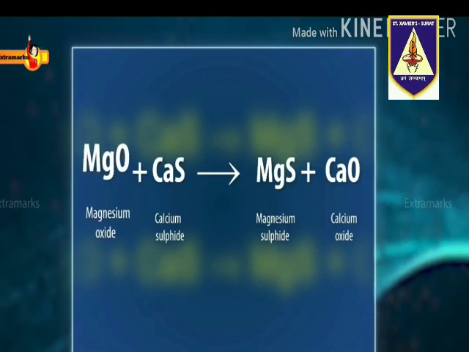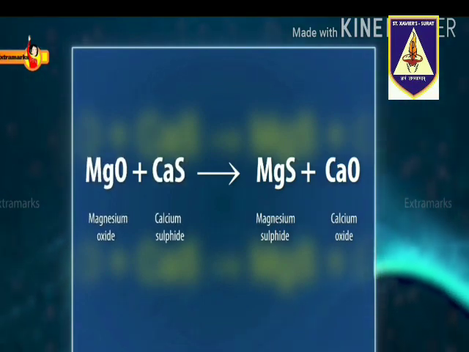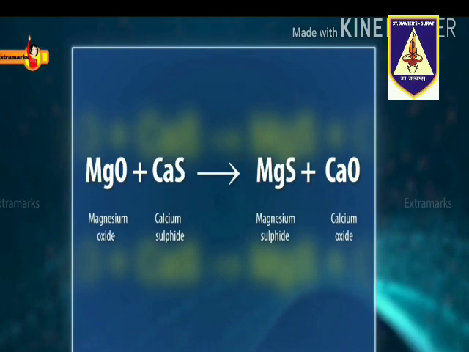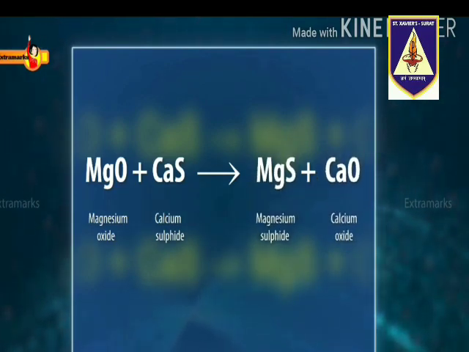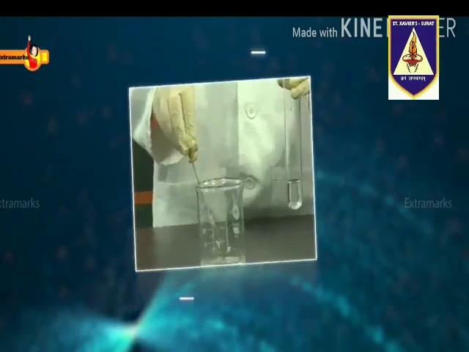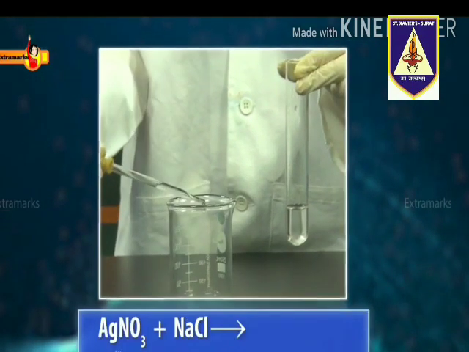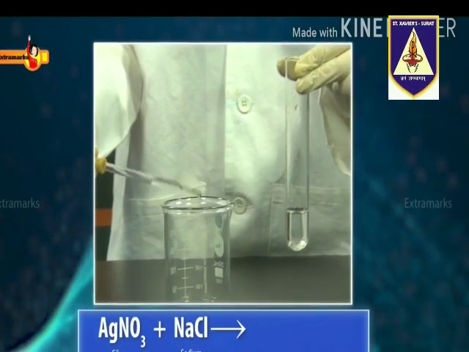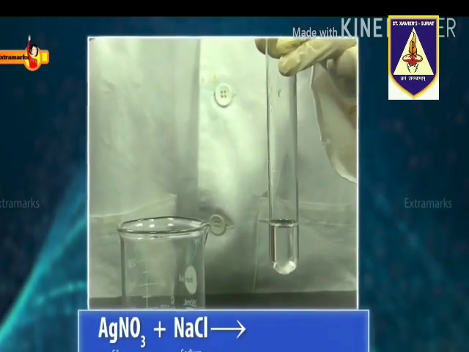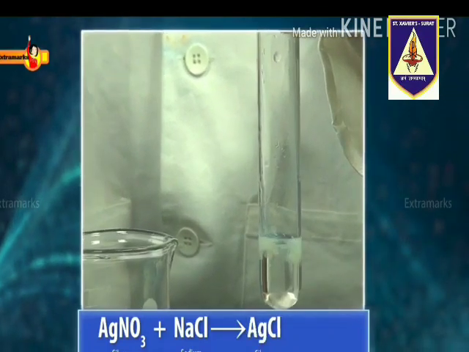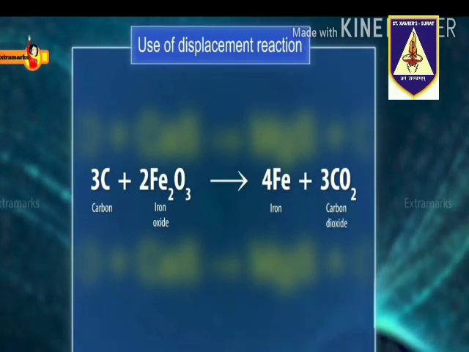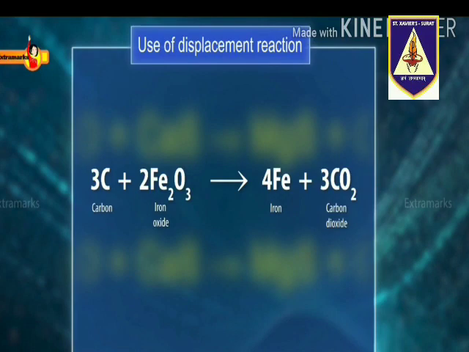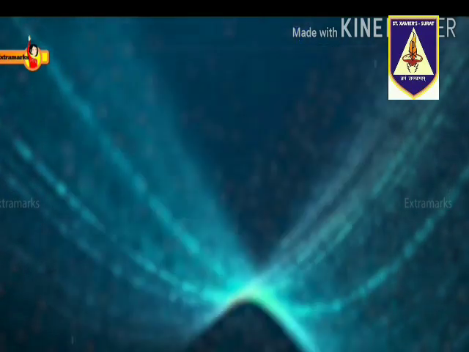Reaction of magnesium oxide and calcium sulfide is another example of double displacement reaction. Magnesium sulfide and calcium oxide are formed in this reaction. Now, can you predict what would be the products when silver nitrate is made to react with sodium chloride solution? Of course, silver chloride and sodium nitrate. Displacement reaction is used in the steel making process. In this process, iron is extracted from its ore by heating it with carbon.